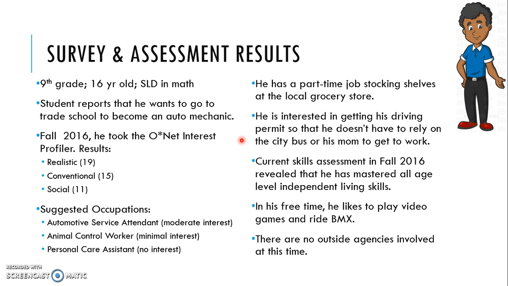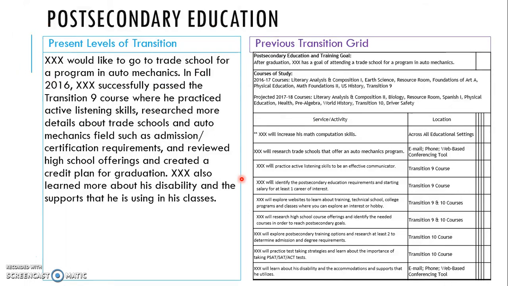So that tells us he knows how to ride the city bus, or asking his mom to take him to work. He has done a current skills assessment that revealed that he doesn't need an independent living goal. Here's what he likes to do in his free time, and there's no outside agencies involved at this time. Okay, so how does that look? Here is the transition grid.